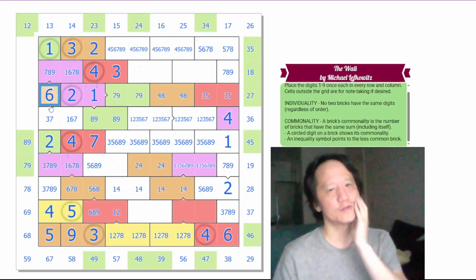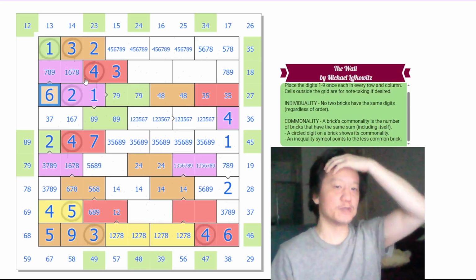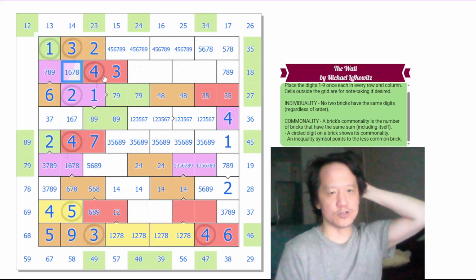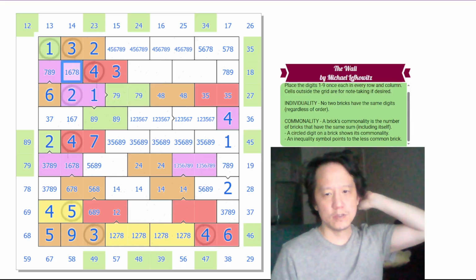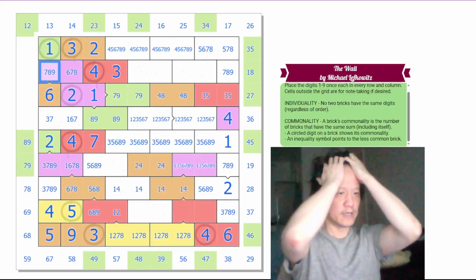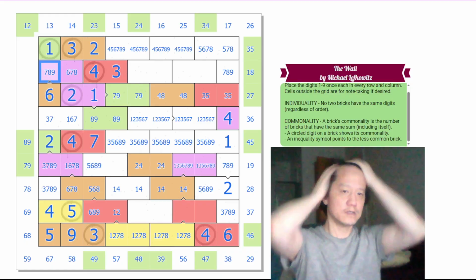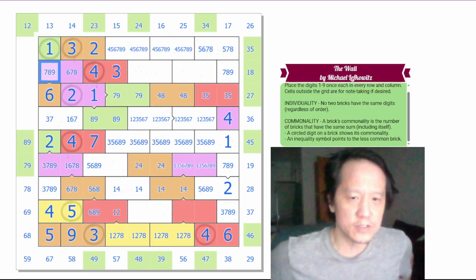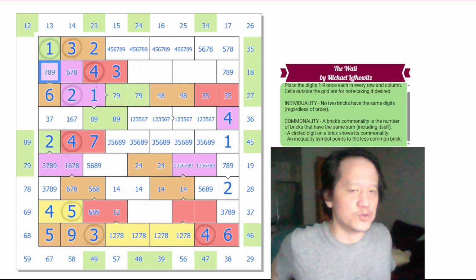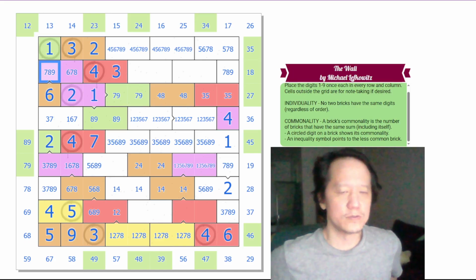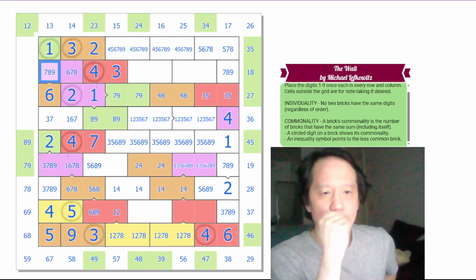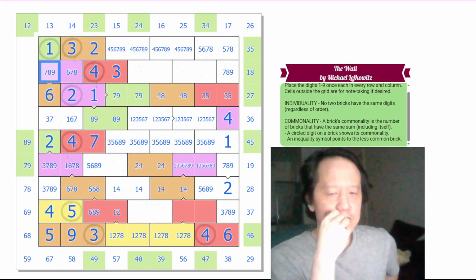Therefore, 6 is commonality 3. Therefore, this is commonality 2. 1 with 7, 8, or 9 cannot be commonality 2. So it would have to be either 6, 9, or 7, 8, or 6, 8. 6, 9, 7, 8, or 6, 8. And all of those work. Those are all commonality 2. 5, 9, 6, 8.